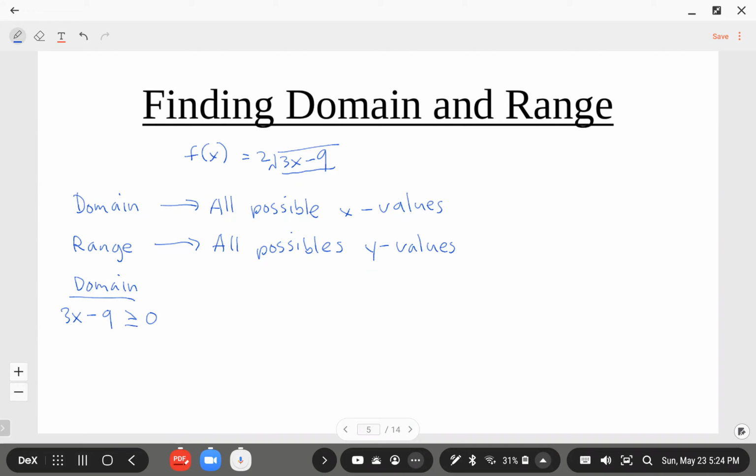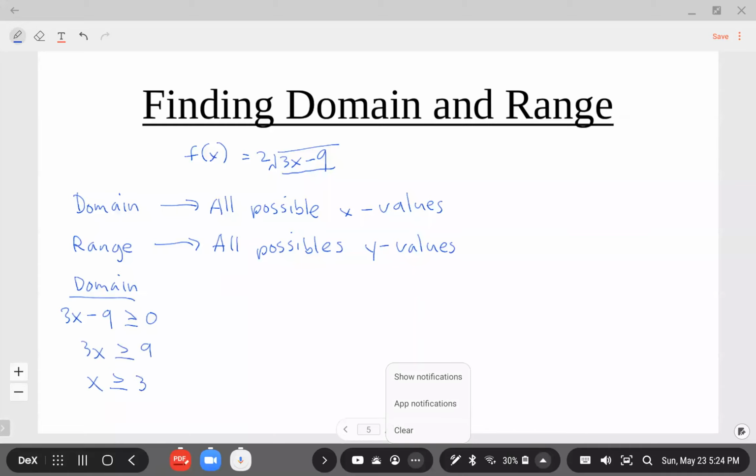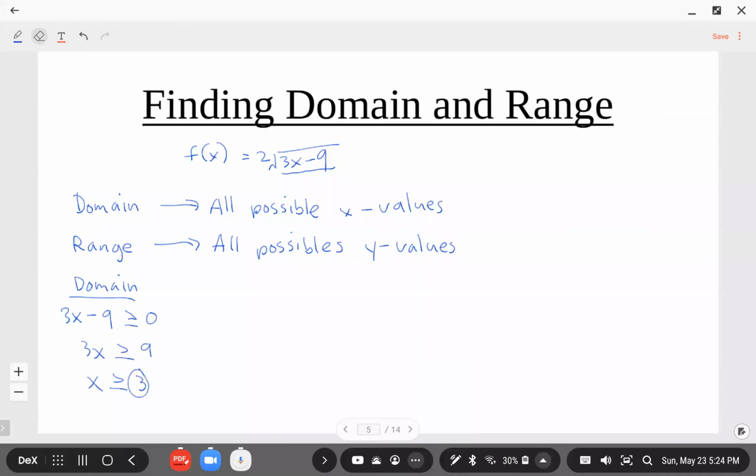So let's solve this real quick. 3x is greater than or equal to 9, so x is greater than or equal to 3. That is going to be our domain here: x is greater than or equal to 3. It's basically 3 to infinity.